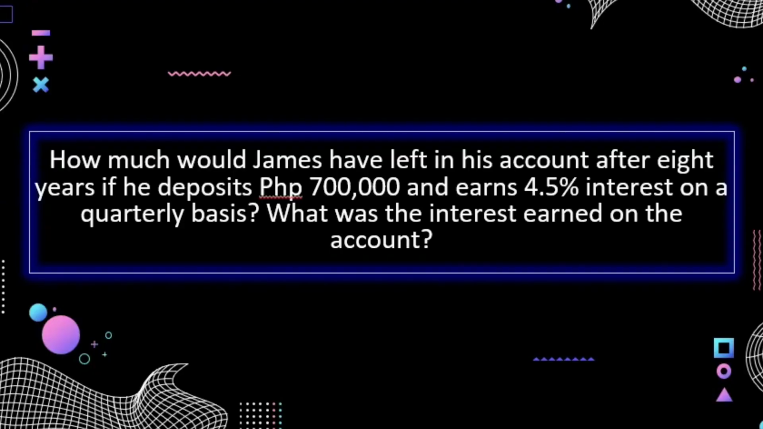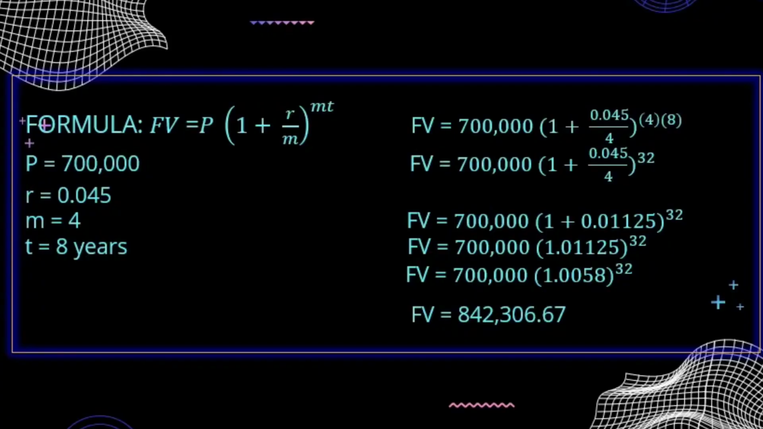So next example is, how much would James have left in his account after 8 years if he deposits 700,000 pesos and earns 4.5% interest on a quarterly basis? What was the interest earned on the account? So of course, first thing we need to do is list down the given values in the problem. So for our principal amount, we have 700,000. For the rate, we have 0.045. And for the number of interest periods in a year, we have 4. And for the term of loan, we have 8 years.